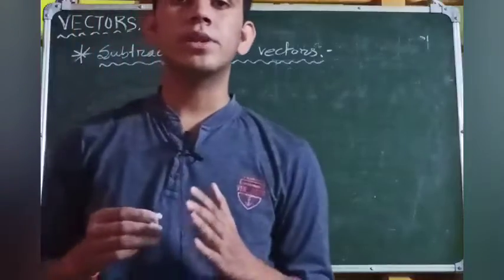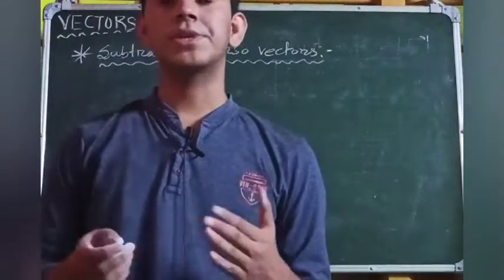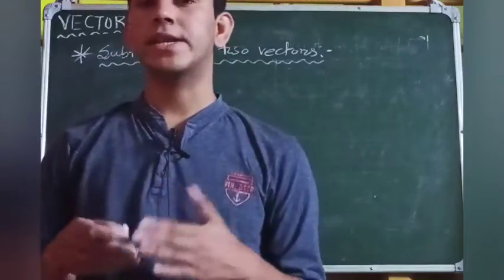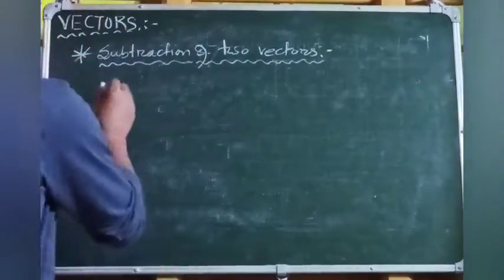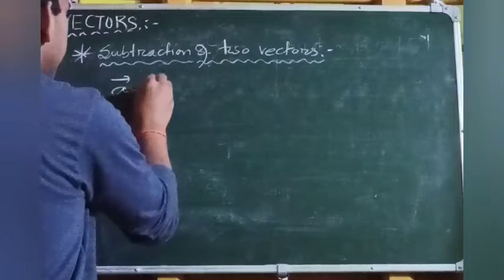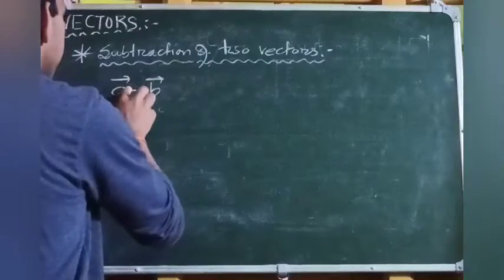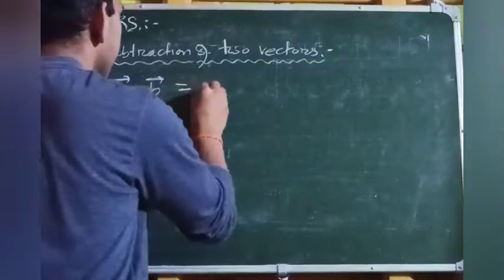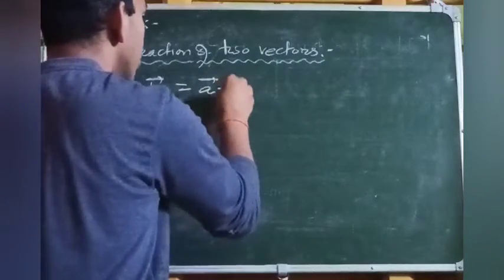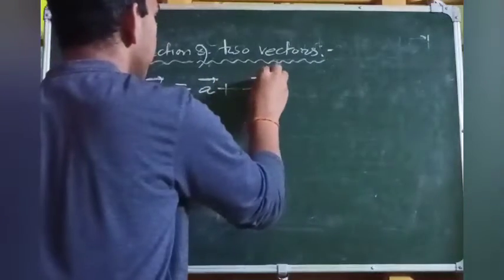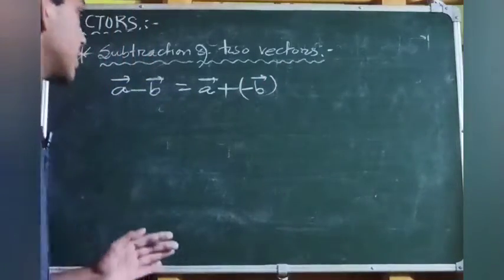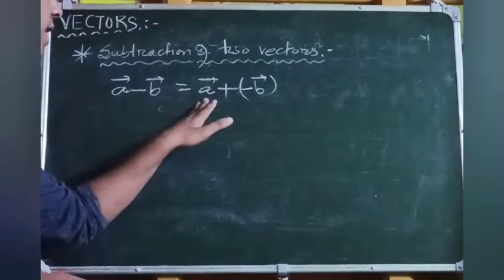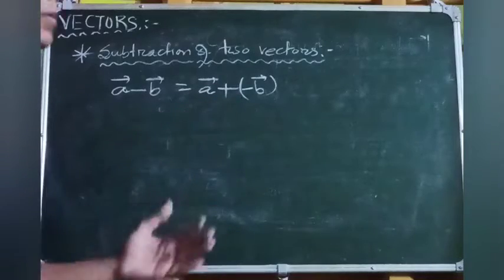Next, we are going to learn the meaning of subtraction of two vectors. That means, suppose we are given a vector minus b vector. The meaning of this is basically adding a vector to minus of b vector. So saying that a vector minus b vector is equivalent to saying a vector added with minus b vector.